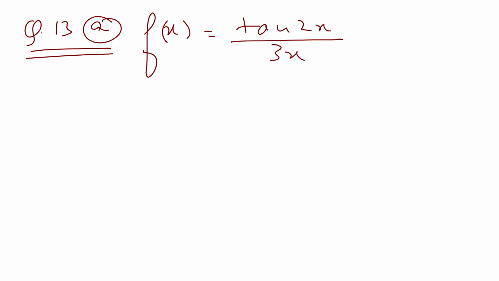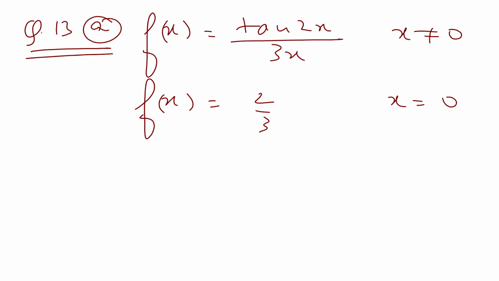Okay, 13A part, we are just doing it right now. Fine. So f of x is equal to tan 2x upon 3x when x is not equal to 0, meaning it can be greater than or less than 0, but exactly not equal to 0. f of x is equal to 2 by 3 when x is equal to 0.